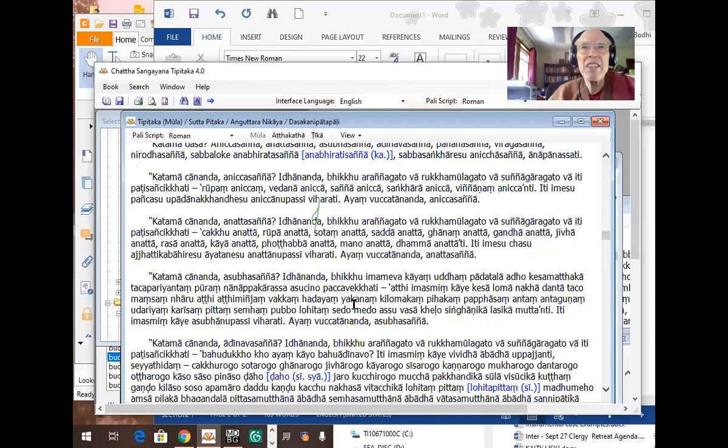There's kidneys, heart, liver, diaphragm, spleen, lungs, the intestines, large and small intestines, the mesentery, that's the tissue that binds the intestines in place, the stomach, the fecal matter. Then comes the liquid parts, the bile, phlegm, pus, blood, sweat, fat, tears, the grease of the skin, saliva, snot, the oil of the joints, and urine. And so one goes through the body again and again by way of these 32 parts. The later texts add the brain.